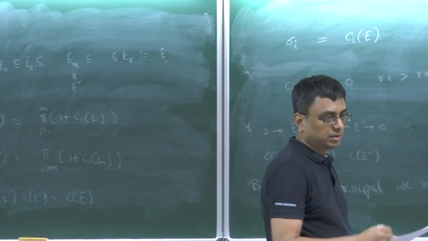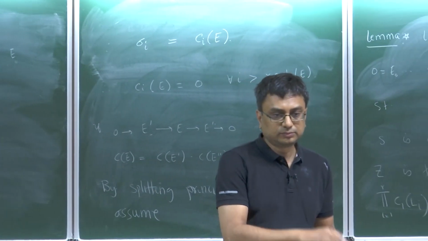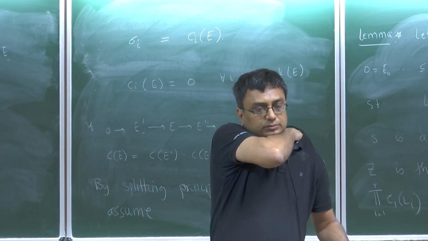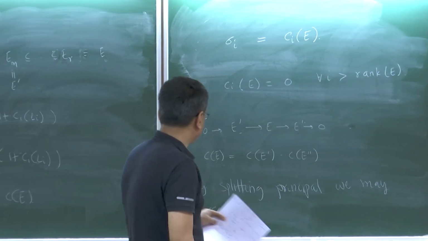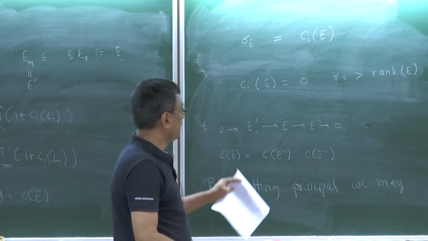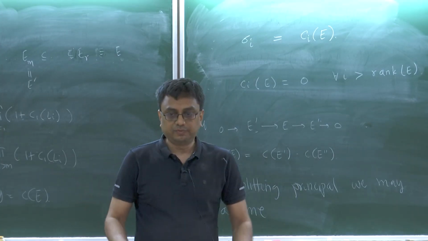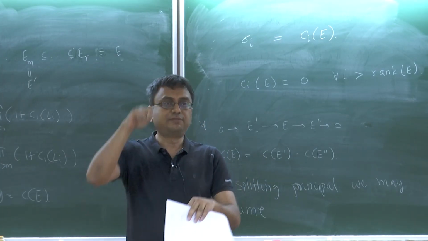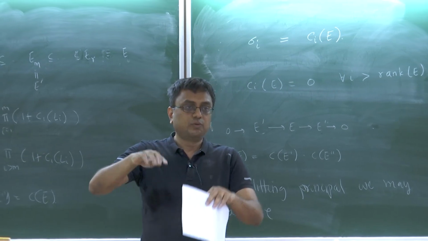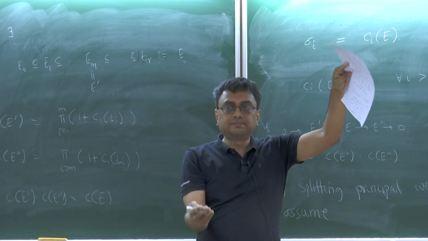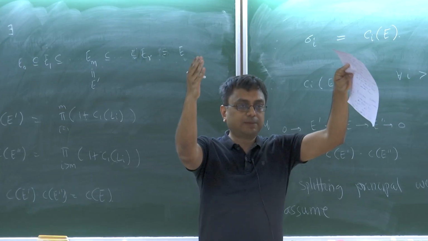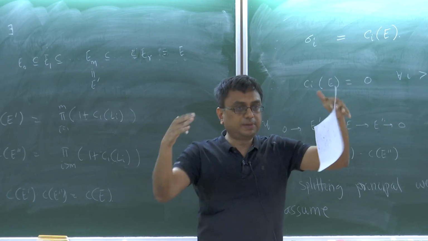This flag is only for bundles with this tag, but how do we get it for rank bigger than 1? That's what I said, by the splitting principle. Given a general bundle, I find a morphism Y to X where the pullback of the bundle has this filtration, and the pullback map on the Chow groups is injective. This is possible by the splitting principle.